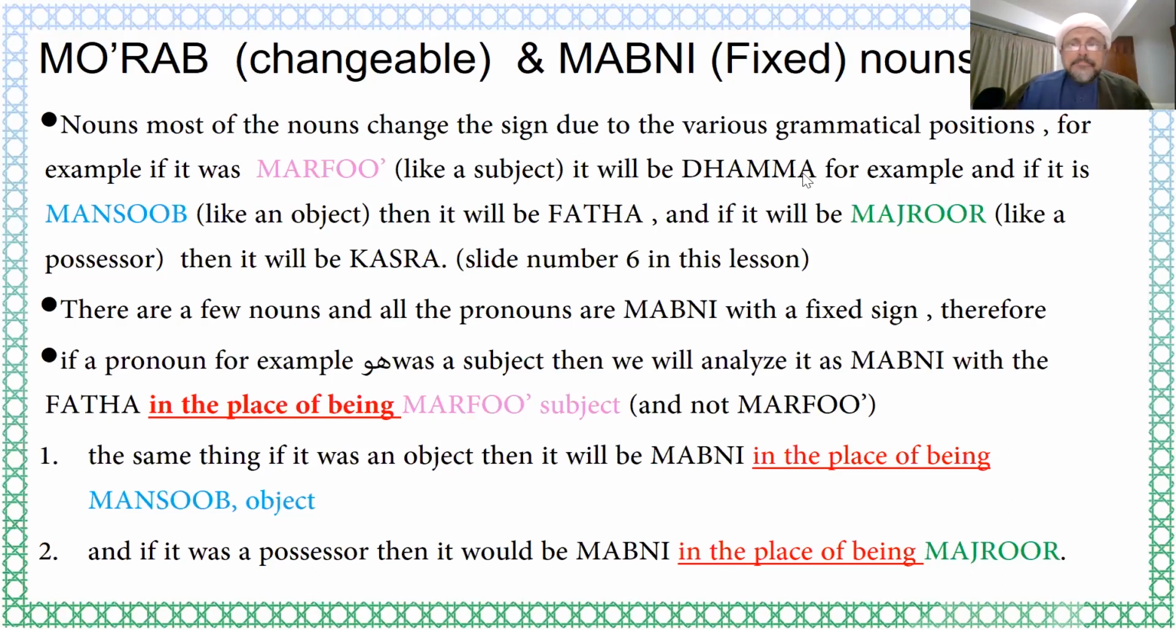Dhamma. For example, if it is mansub, like an object, then it will be fatha. I'm repeating the whole thing. I'm concluding now. And if it will be majroor, like a possessor, then it will be kasra. So there are a few nouns, and all the pronouns are mabni. Remember mabni: fixed, with a fixed sign.